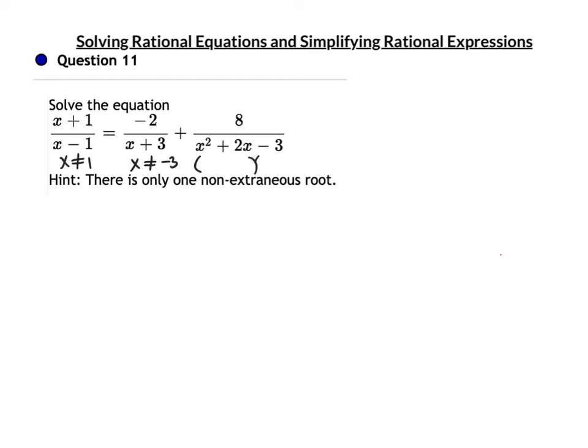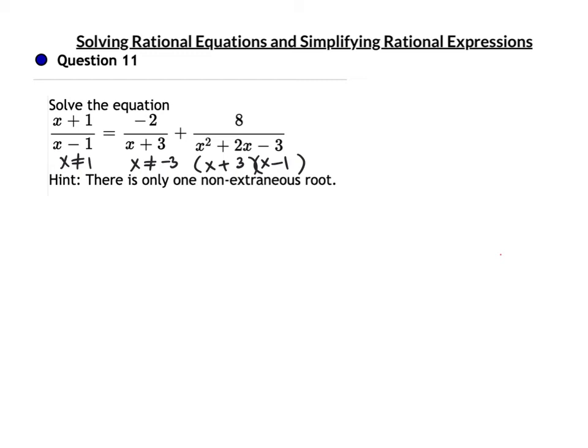And here we need to factor this. X times x is x squared, positive and negative to make negative 3. And the factors of negative 3 that add to positive 2, that would be positive 3 and negative 1. So it looks like those are the same 2 restrictions. X can't be 1 and x can't be negative 3.